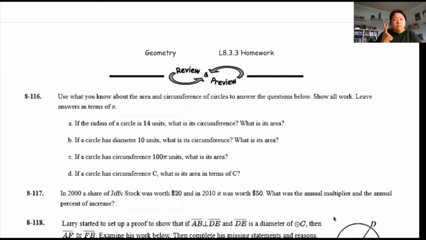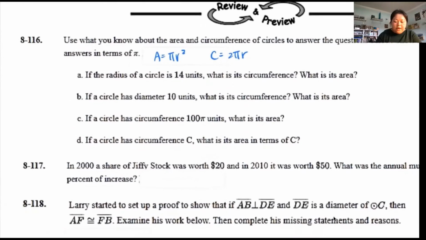So remember, we have two formulas that we learned in the previous lesson. The first is area, which is pi r squared, and circumference is 2 pi r. So these are going to be helping us figure out the answers here. First one says, if the radius of the circle is 14 units, what is its circumference? What is its area? So for the circumference, it is 2 pi times 14, which gives us 28 pi units. For the area, it's pi r squared, which is 196 pi units.